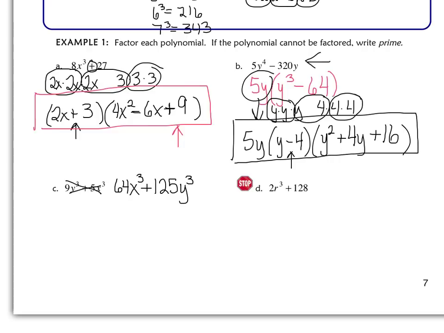And so then I'm going to check if all of these are perfect cubes. 64 is a perfect cube. It's 4 to the third. X to the third is a perfect cube. 125 is a perfect cube because it's 5 to the third. And then y to the third is a perfect cube. So I'm going to break this up.